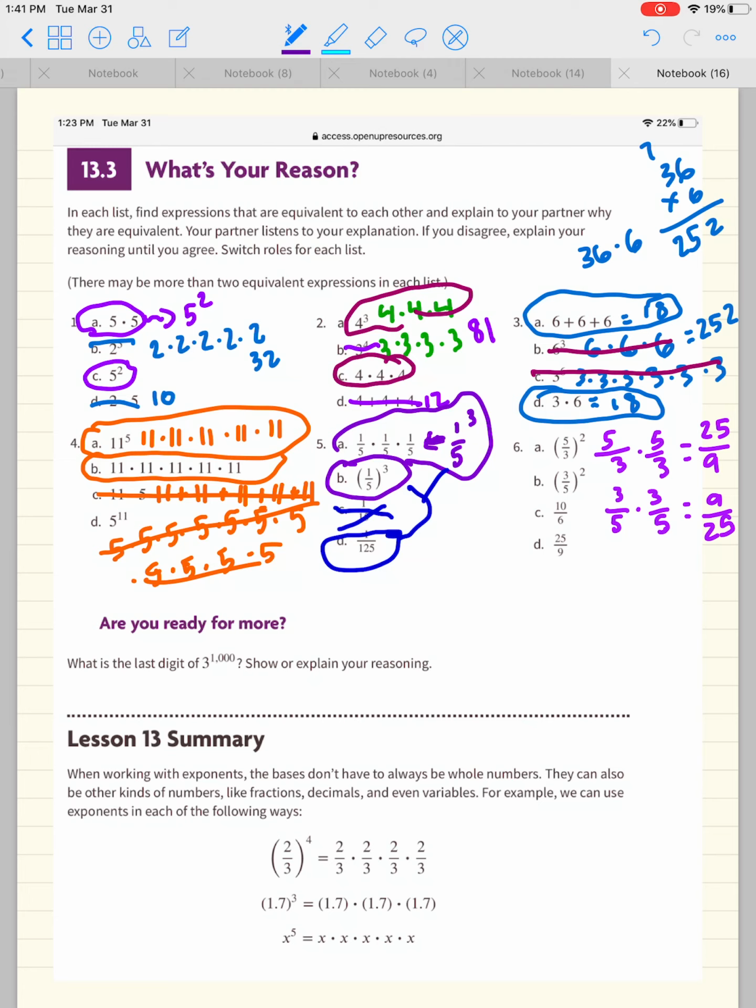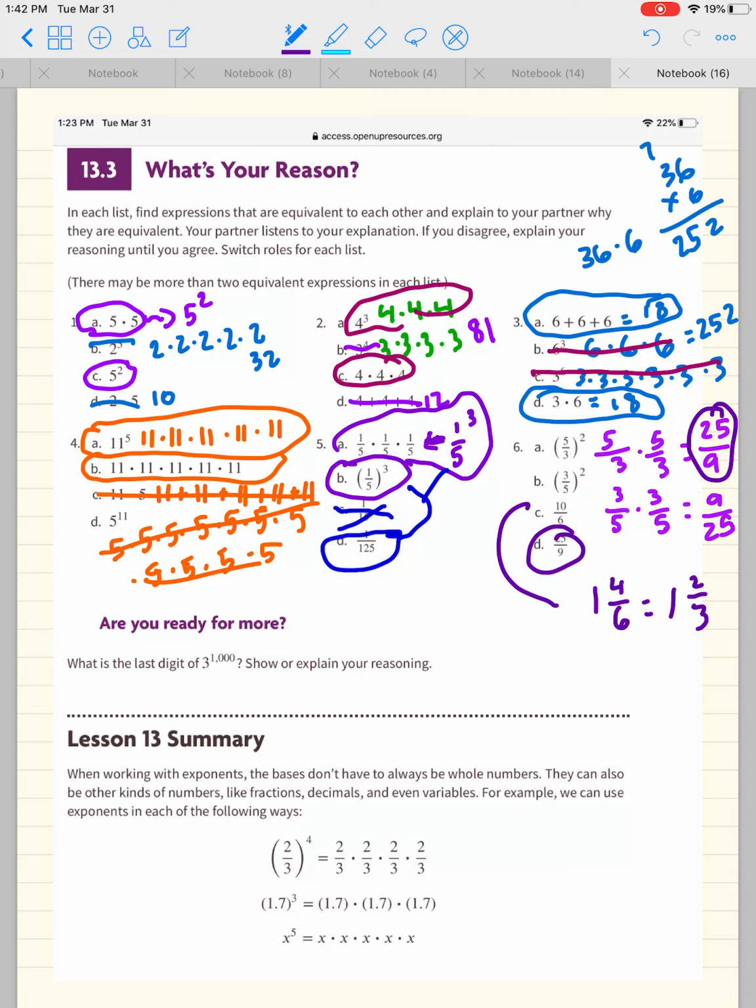Let's look at 10 over 6. So 10 over 6 is the same thing as 1 and 4/6, or 1 and 2/3. Okay. D is 25/9. So we know that D and we know that A are the same.